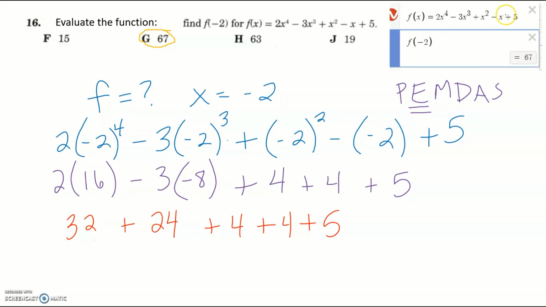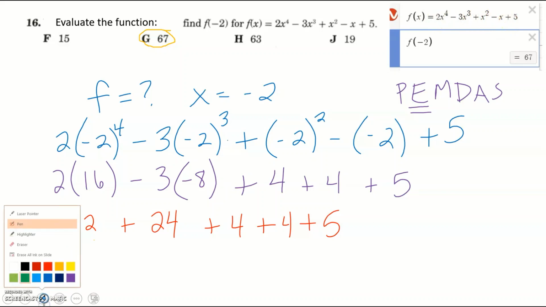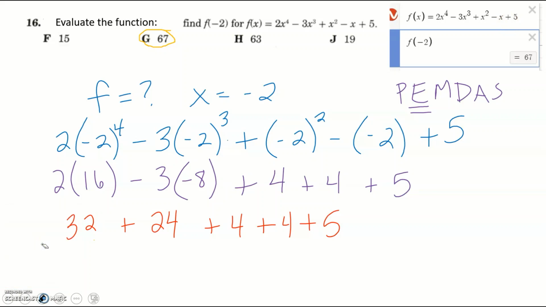Let me double check. Did I type it into Desmos wrong? 2x to the 4th minus 3x cubed plus x squared minus x plus 5. Man, that took me a while. I finally realized what I did. I just did this wrong. I think I was so hung up on doing that exponent that I somehow did an exponent here, even though it's just a double negative, right? A double negative 2 would make that a positive 2 there, right? So it'd be a positive 2 here as well. And so that's how we end up getting 67 as our final answer. So now everything matches out okay.